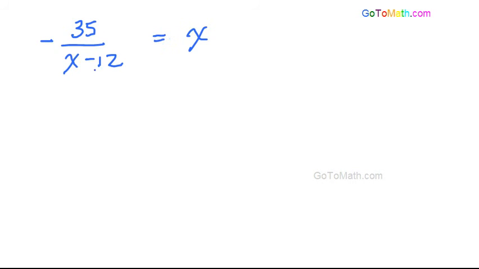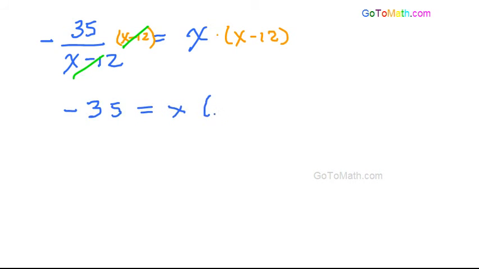Let's move that over. So we want to do something with this x minus 12, and that is, we got to get rid of that. And to do that, we can just multiply both sides by x minus 12. And that means that these now can cancel out. And so now we'll be left with negative 35 is equal to x times x minus 12. Okay, so let's go ahead and distribute this x across. We have x squared minus 12x, and then taking that 35 over here.